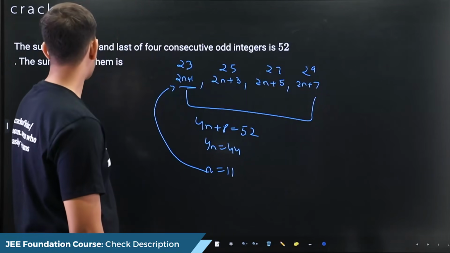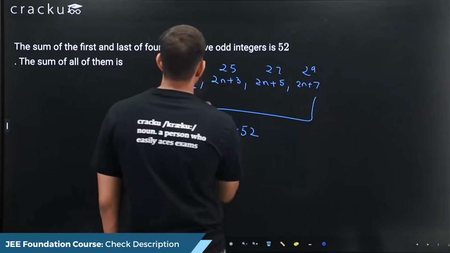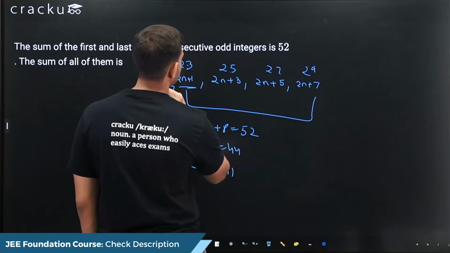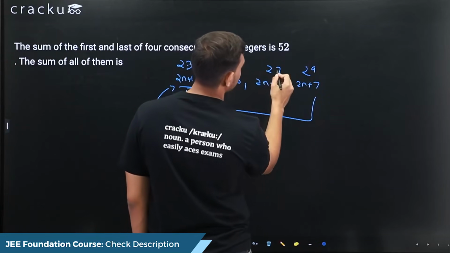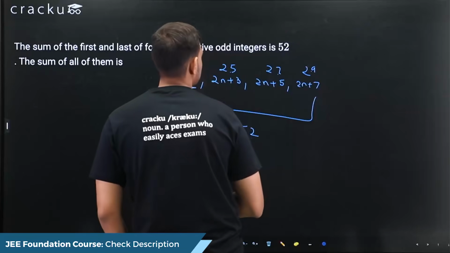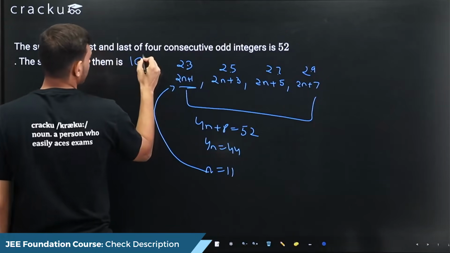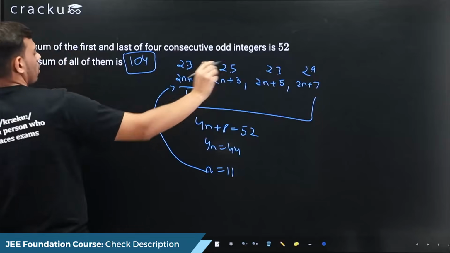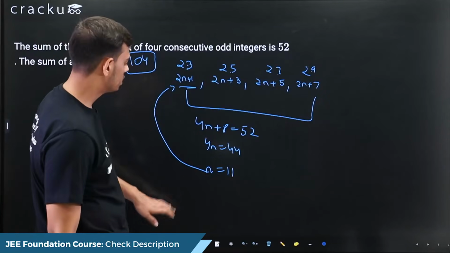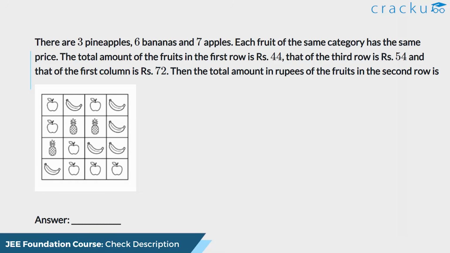Now the sum of all of them is 23, 25, 48, and 56. This comes out to be 104. The sum of all these odd integers comes out to be 104.